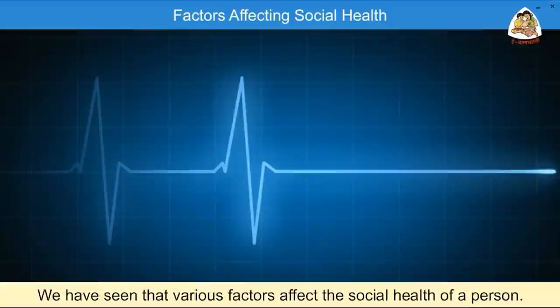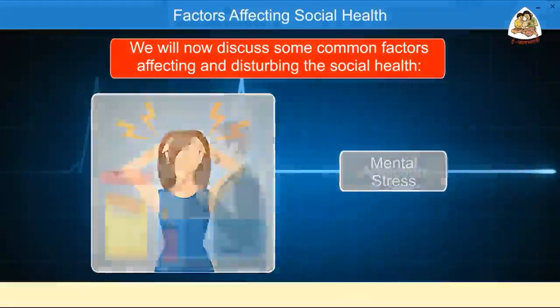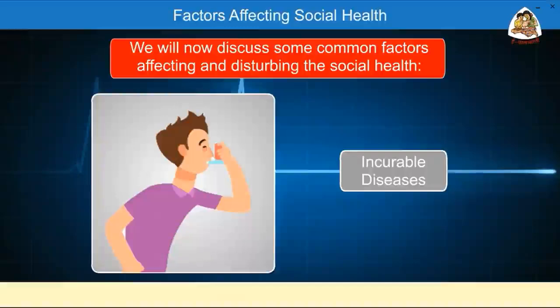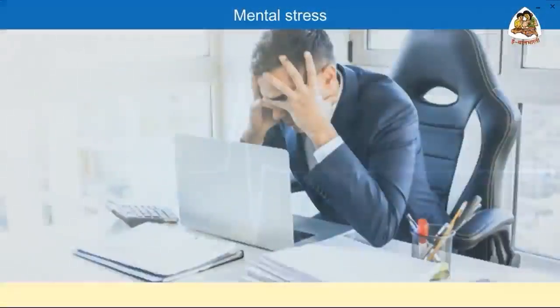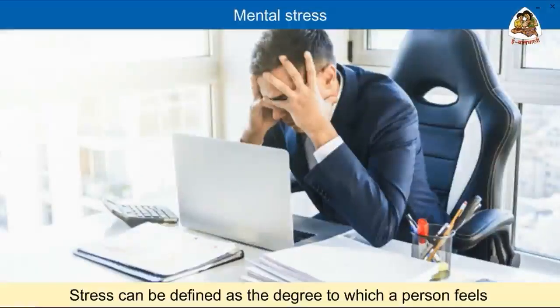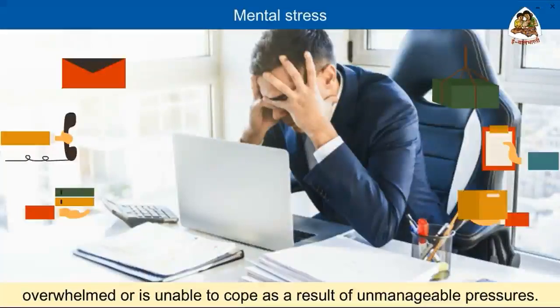We have seen that various factors affect the social health of a person. We will now discuss some common factors affecting and disturbing social health: mental stress, addiction, incurable diseases, cybercrimes. Mental stress. Stress can be defined as the degree to which a person feels overwhelmed or is unable to cope as a result of unmanageable pressures.